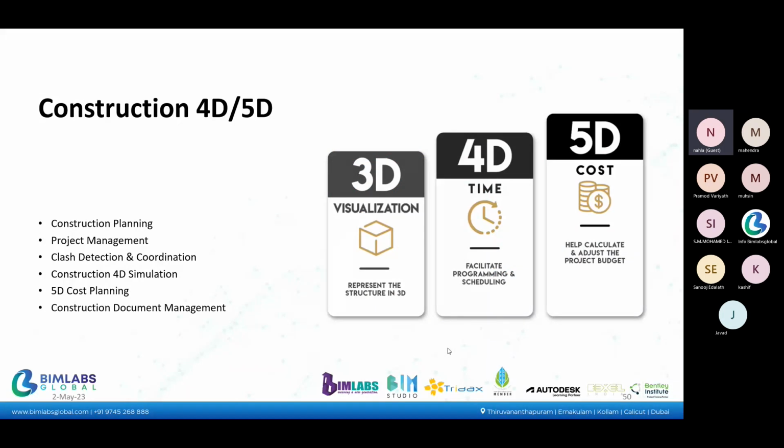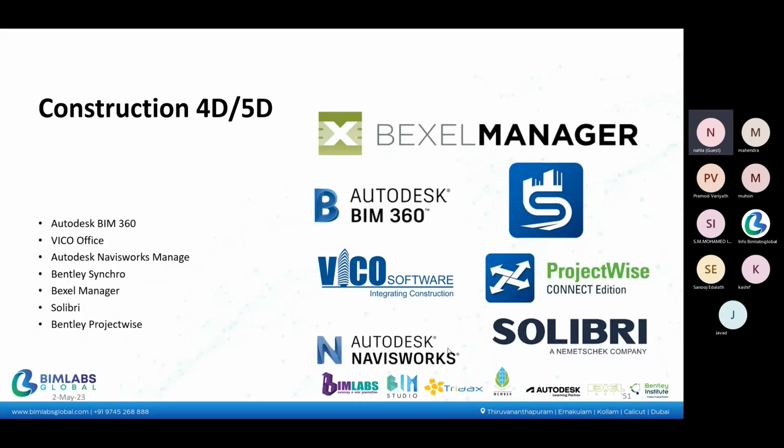Then comes construction 4D, 5D and so on. There's a slide where I'll discuss more about the different dimensions of construction. In 3D, only the 3D aspect will come. In 4D, the incorporation of time will also be there. In 5D, we will be able to calculate the cost and adjust the project budget. So this is about construction 3D, 4D, 5D. Construction planning, project management, clash detection and coordination, and 5D cost planning are done with these software.